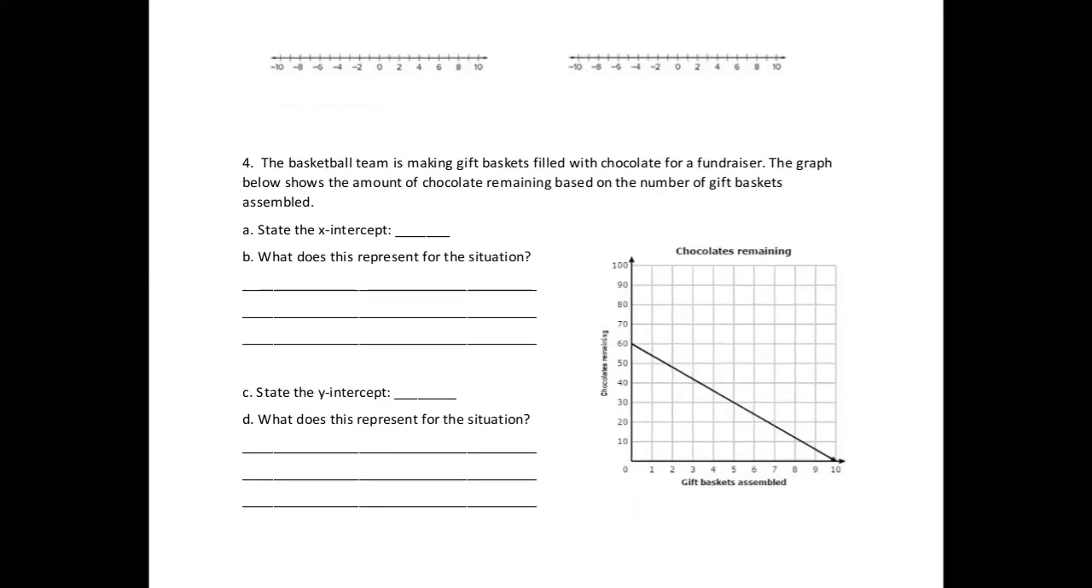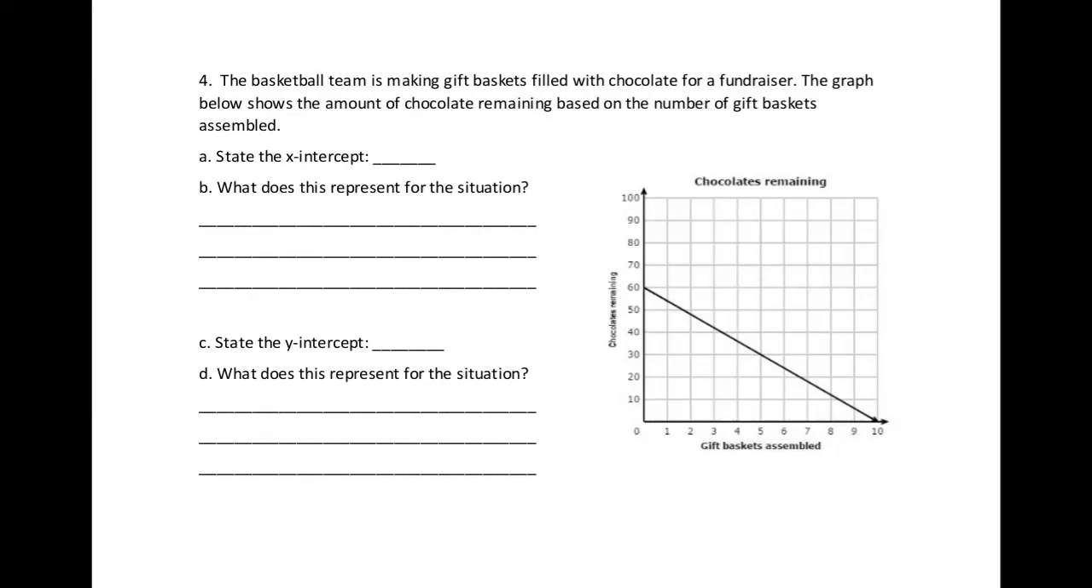Number 4. This is good. They're all good problems. The basketball team is making gift baskets filled with chocolate for a fundraiser. The graph below shows the amount of chocolates remaining based on the number of gift baskets assembled.